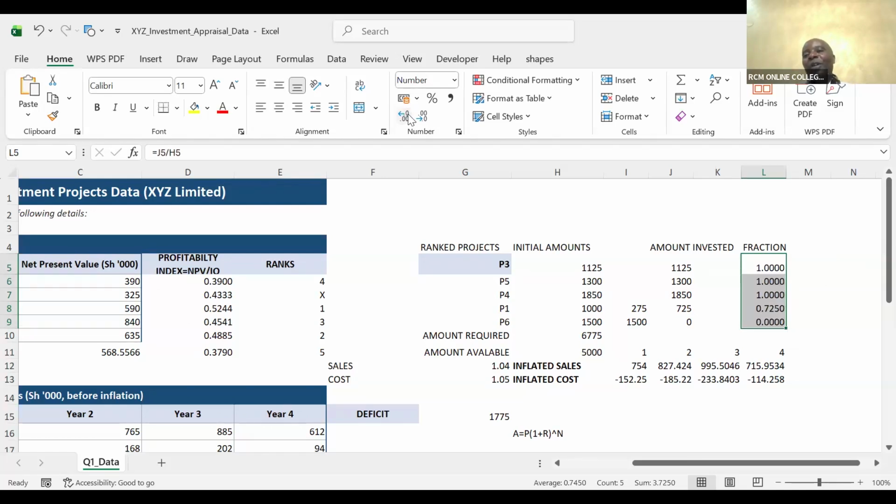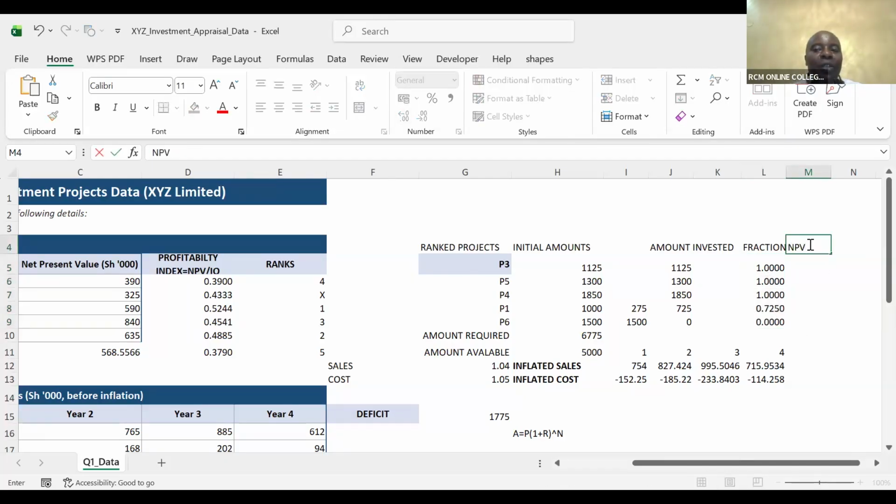It was about rounding off. So then we have the fraction there. And then what they'll do, they'll come and put NPVs now in full, the way they are. So if it is P3, we can see P3. The NPV is 590. So they write the 590 the way it is here. The next one is P5. They can see it is 635. So they write here 635.